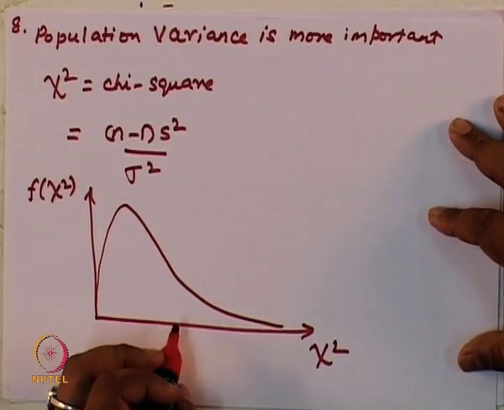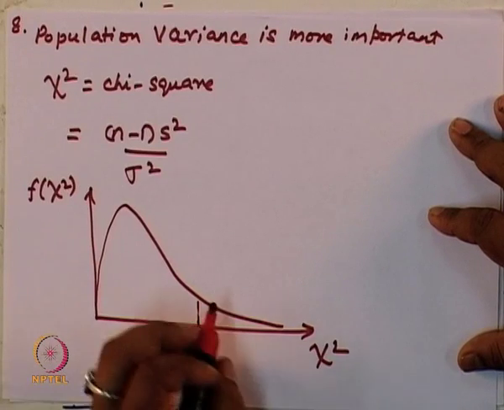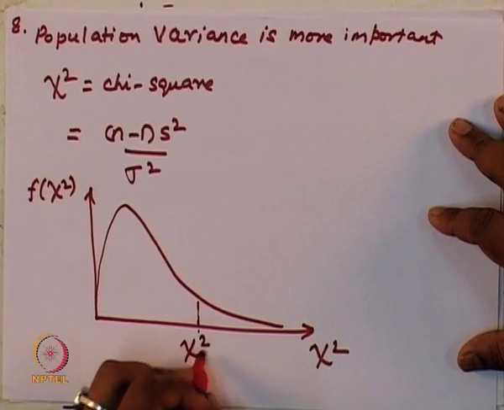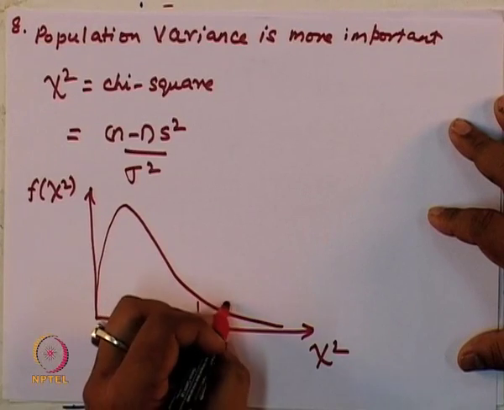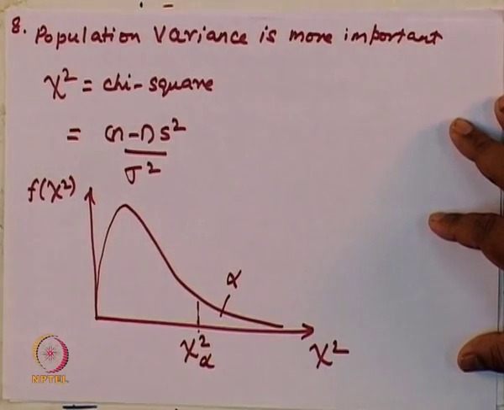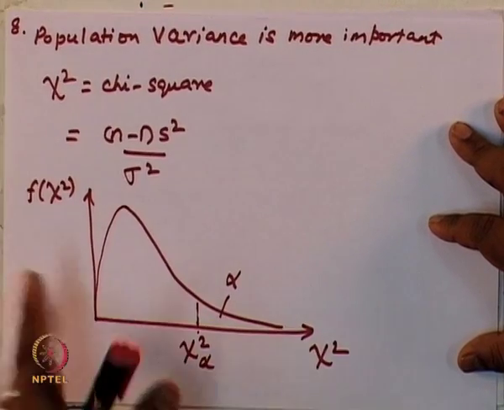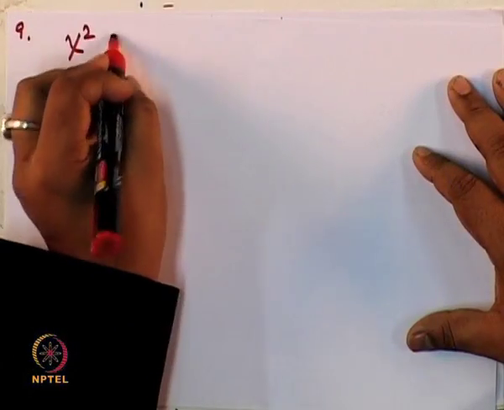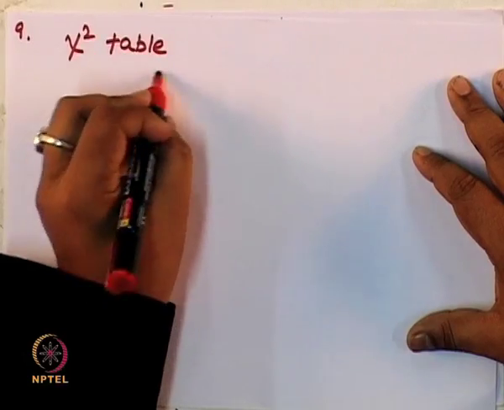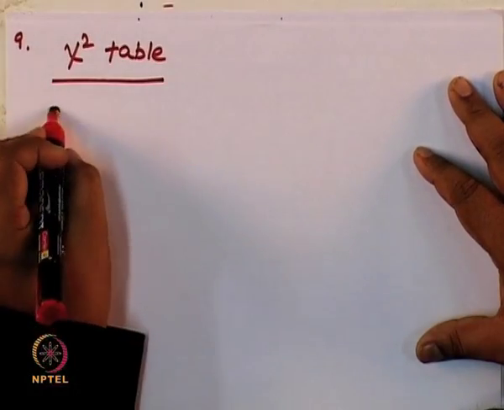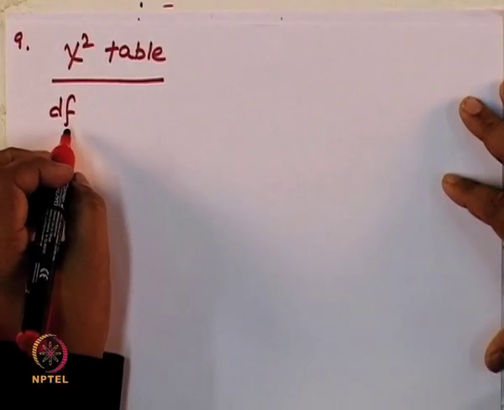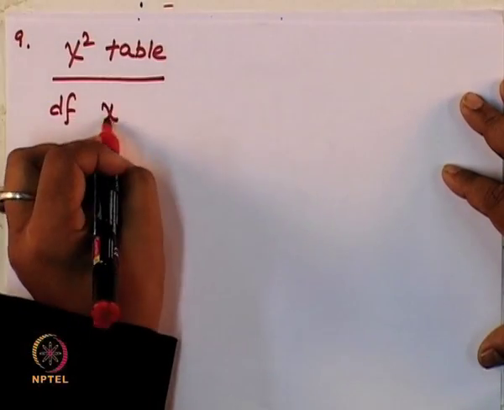So, just like any other distribution, you can calculate chi-square according to alpha, where alpha is the area under this curve. So, how does a chi-square table look like? Okay. So, in a chi-square table, you have the following values. You have df, which is your degrees of freedom, n minus 1, and you have these values provided.